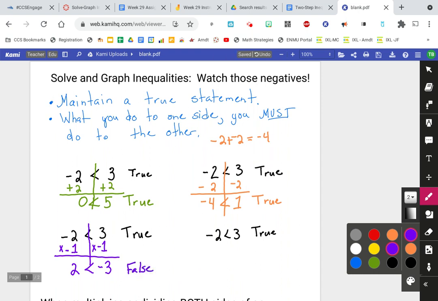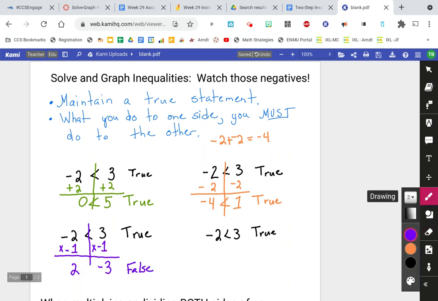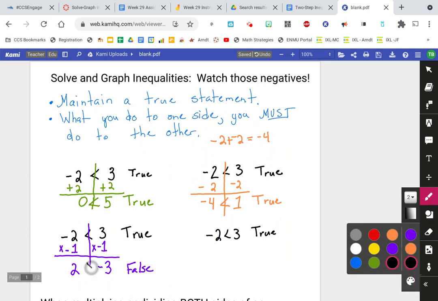Okay, so notice the only way we're going to be able to make that statement true is to reverse that inequality symbol, because 2 is greater than negative 3. Now we have the truth of the matter. All right, well, let's try one more.